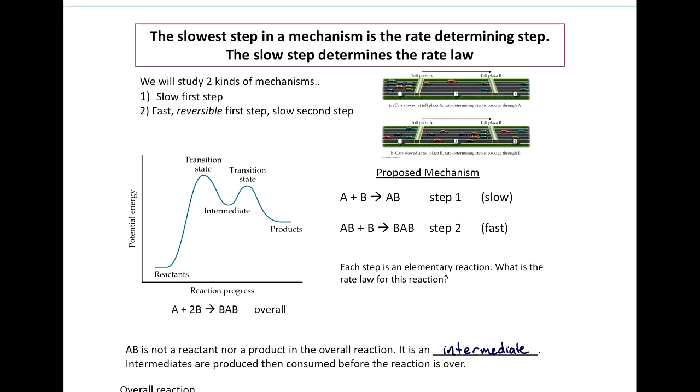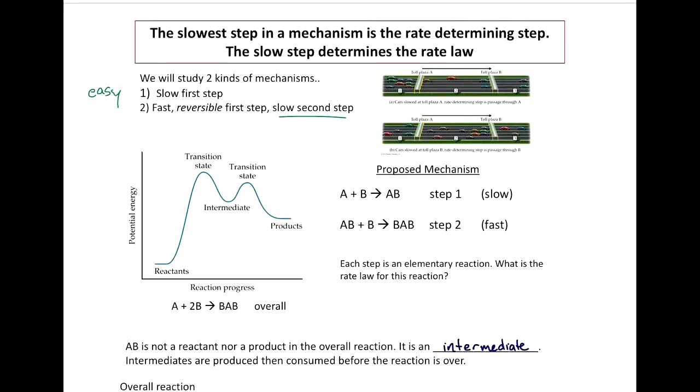Okay? And so we're going to look at two ways to study mechanisms. We're going to first look at the easy one, where the first step is the slow step. And then we'll do a slightly harder one, but it's not that hard, where the slow step is the second step. All right? Depending on where that slow step is will change how we perceive the overall reaction rate. The slow step determines the rate law of the overall reaction.